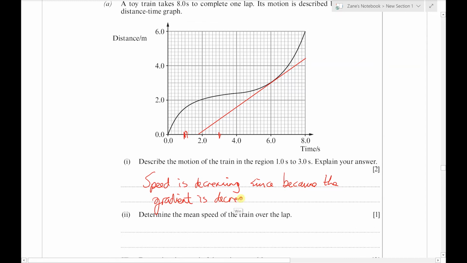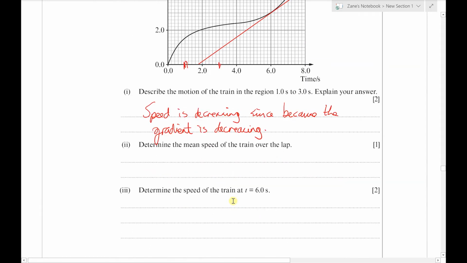On the next part of the question, we're asked to find the mean speed of the train over the lap. So I'm going to use v bar to represent mean speed. Bars in physics represent means, and the formula for mean speed is total distance over total time. So the total distance was 6 meters, given at the start of the question. The total time was 8 seconds, and 6 over 8, which is 3/4, is 0.75 meters per second.